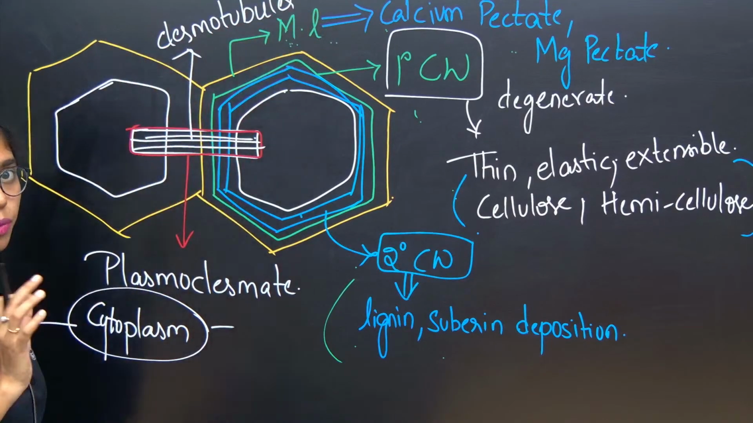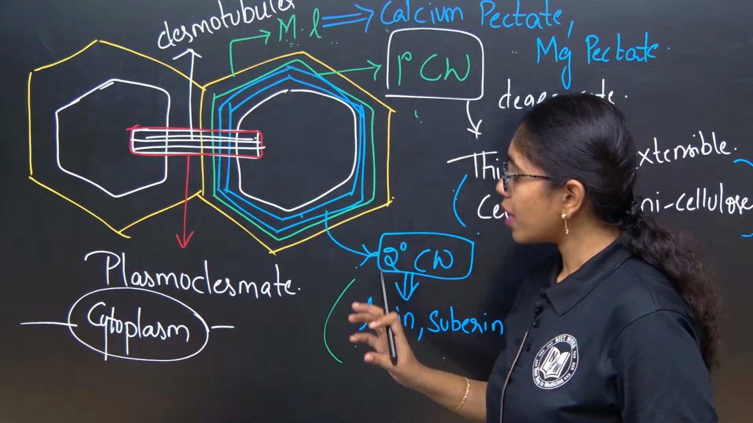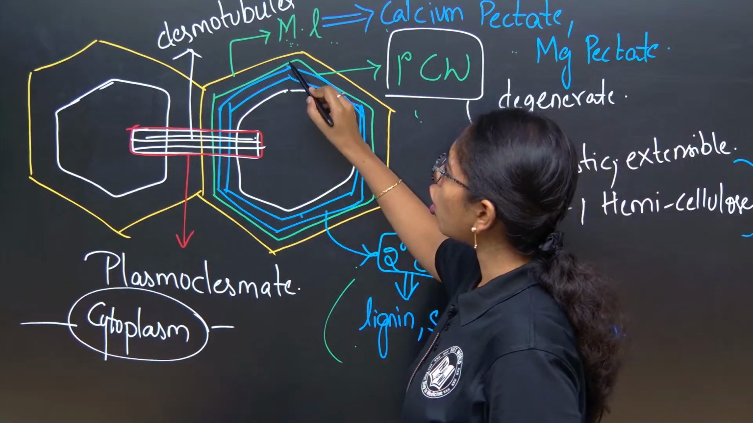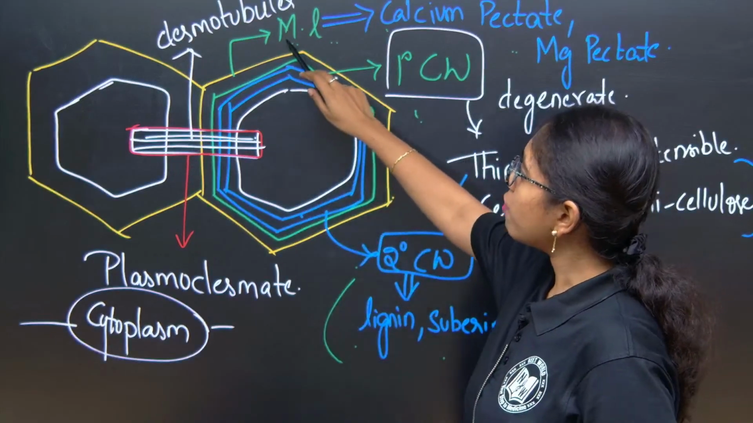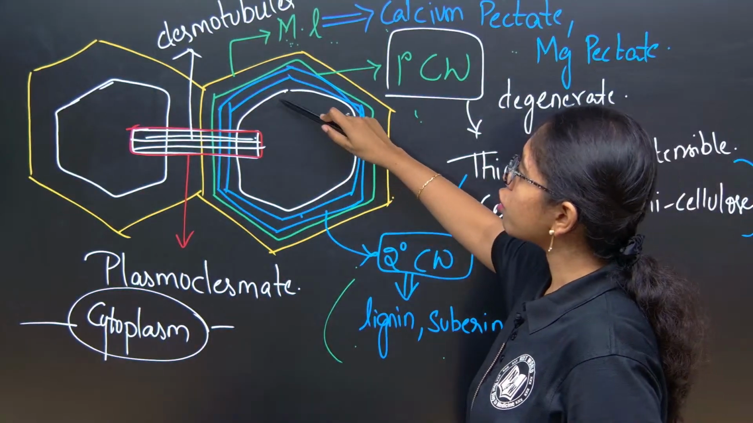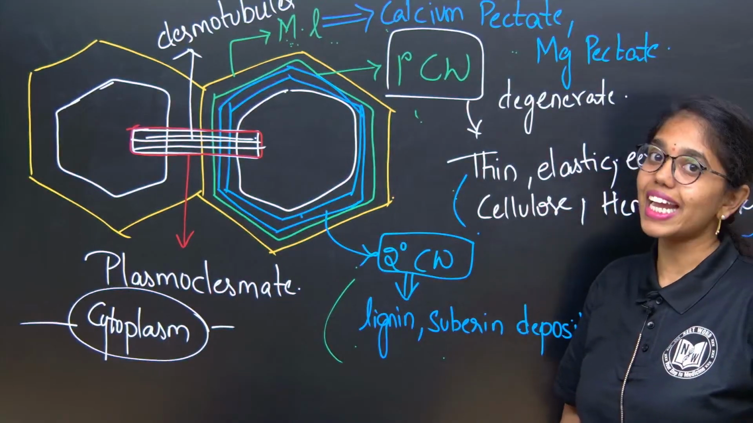Clear, ma? Clear with the cell wall structure and different cell wall compositions. So, if you get a question, which layer is close to middle lamella? The layer which is close to middle lamella is the primary cell wall. Which layer is close to plasma membrane? The layer which is close to plasma membrane is the secondary cell wall.